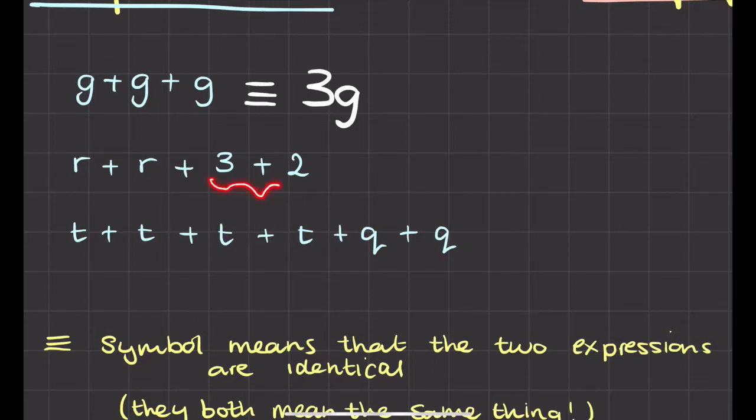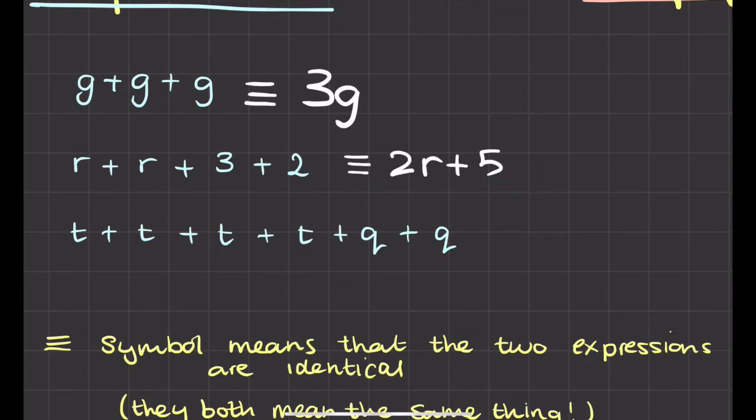And I know how to add numbers together. Well, 3 plus 2 is just 5, isn't it? So what I can simplify this to is I've got 2 groups of r and I'm adding on 5. And again, I can use this identical to symbol because this expression here on the left is identical to this. They mean the exact same thing, just this one's a little bit simpler, a little bit less ink on the page, isn't it? A little bit more useful to work with.